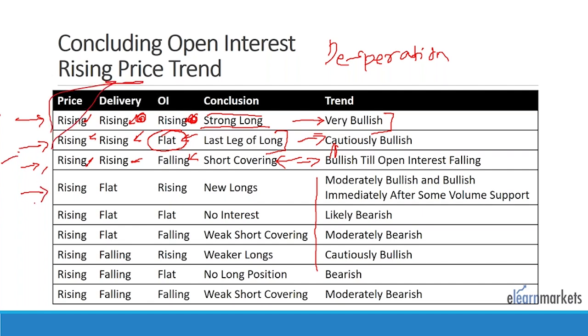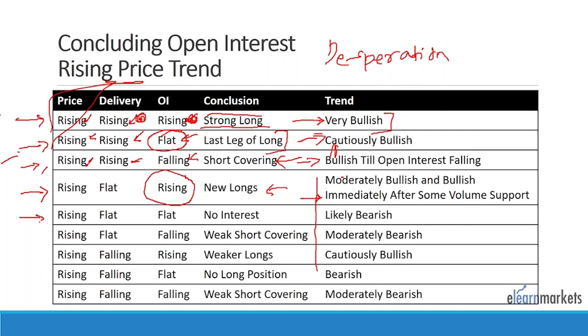So price rising, delivery is flat. That means in the cash segment, not many people are taking delivery of that stock, but in derivatives, people are building up their long position. That means there is a long position. I would like to play bullish, but because people are not taking delivery in the cash market, I am not very hopeful of a very, very aggressive bullish move in that stock. Probably when there is an increase in delivery, I may actually think of a very aggressive bullish pattern in that stock.